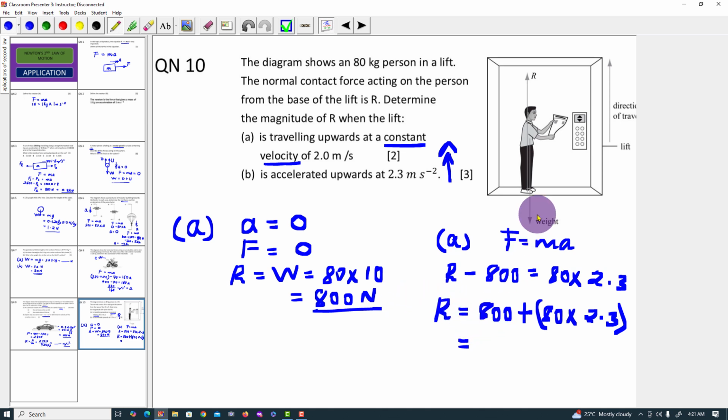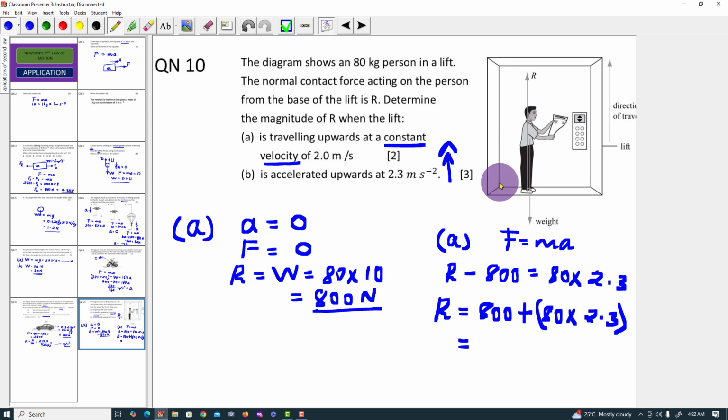At this point, maybe we can mention that the value of R gives us, if this person was standing on a weighing balance, the weighing balance will always read the value of R. If this person was standing on a weighing balance, which reads in newtons, it will be giving the apparent weight of that person in that lift, and that apparent weight is always given by R. So if you're asked to calculate the reading of the lift of this person when he is in the lift, they are asking you to calculate the value of R.